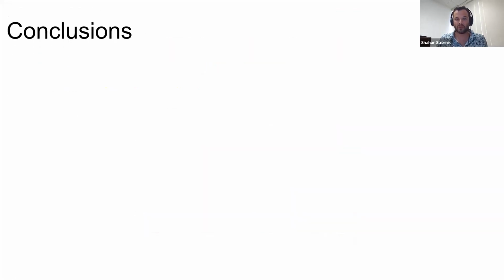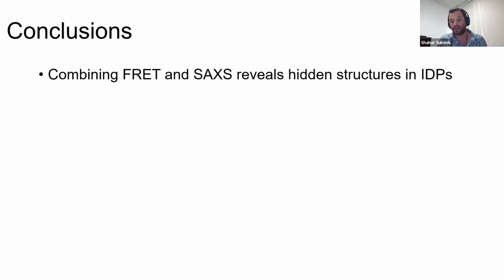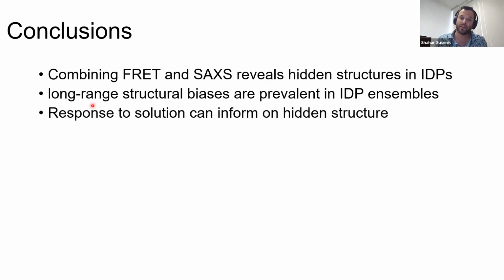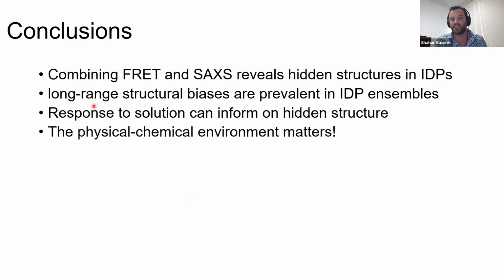All right, so to conclude, I hope that I've managed to convince you that by combining FRET and SAXS, we're starting to reveal these hidden structures that exist in intrinsically disordered protein ensembles. I've shown you that these long-range interactions can be prevalent in these ensembles and often largely determine their shapes. I've shown you that these long-range interactions can respond to changes in the solution, and also that the changes in the solution can in turn inform on what hidden structures are there. And so the bottom line is that at least in vitro, the physical chemical environment matters, at least as far as the conformational ensemble of the IDP is concerned.